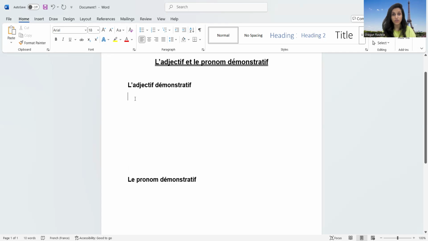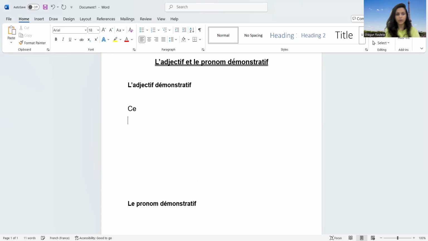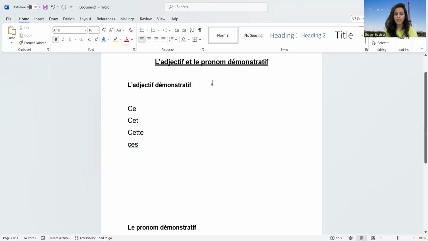L'adjectif démonstratif. So if you see l'adjectif démonstratif, what is it? It's ce, cet, cette, ces. Okay. L'adjectif, any type of adjective, is always used with a noun. So we always have to write nouns with adjectives. Ce stylo. Okay. Ce stylo. Si le nom est masculin, if the noun is masculine, on va utiliser ce. We're going to use ce.